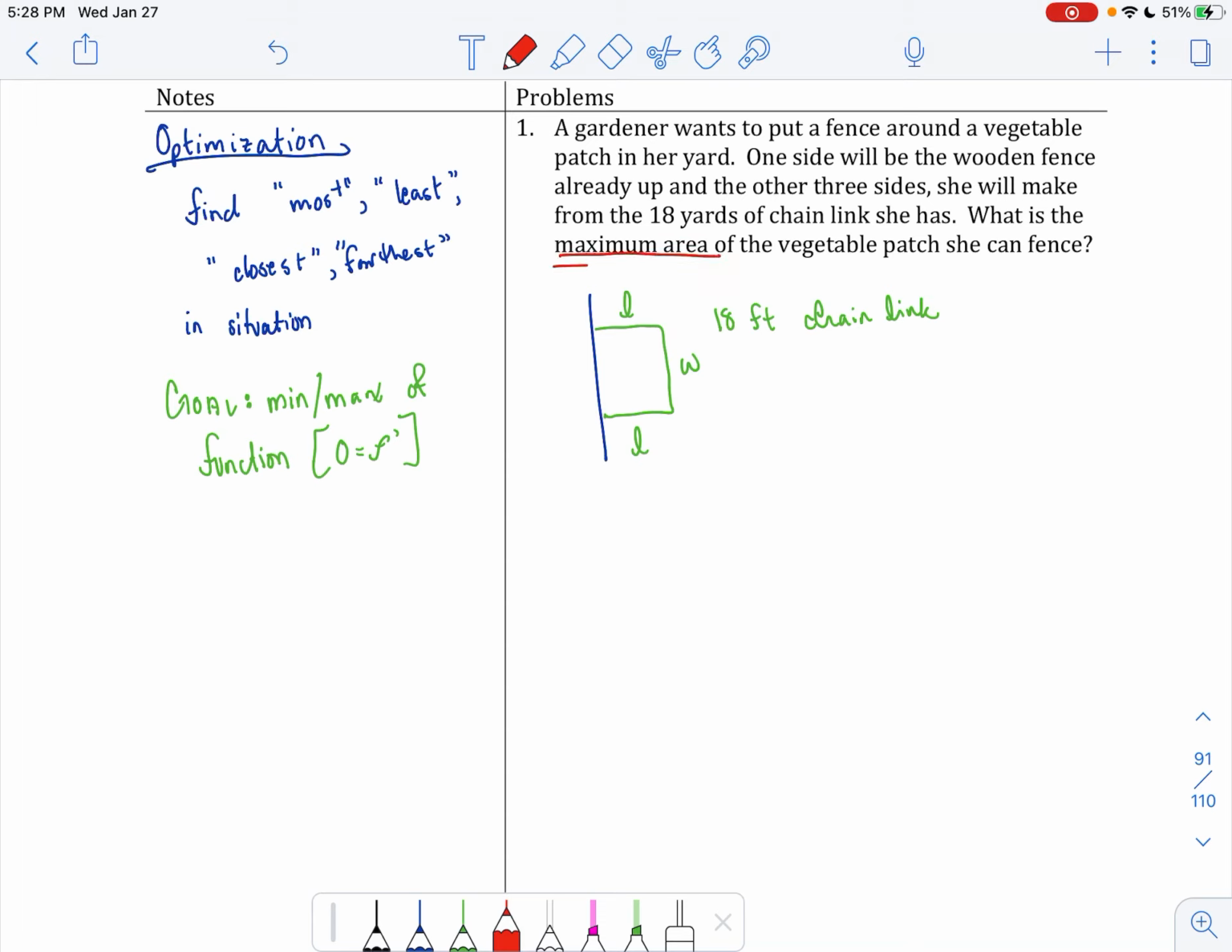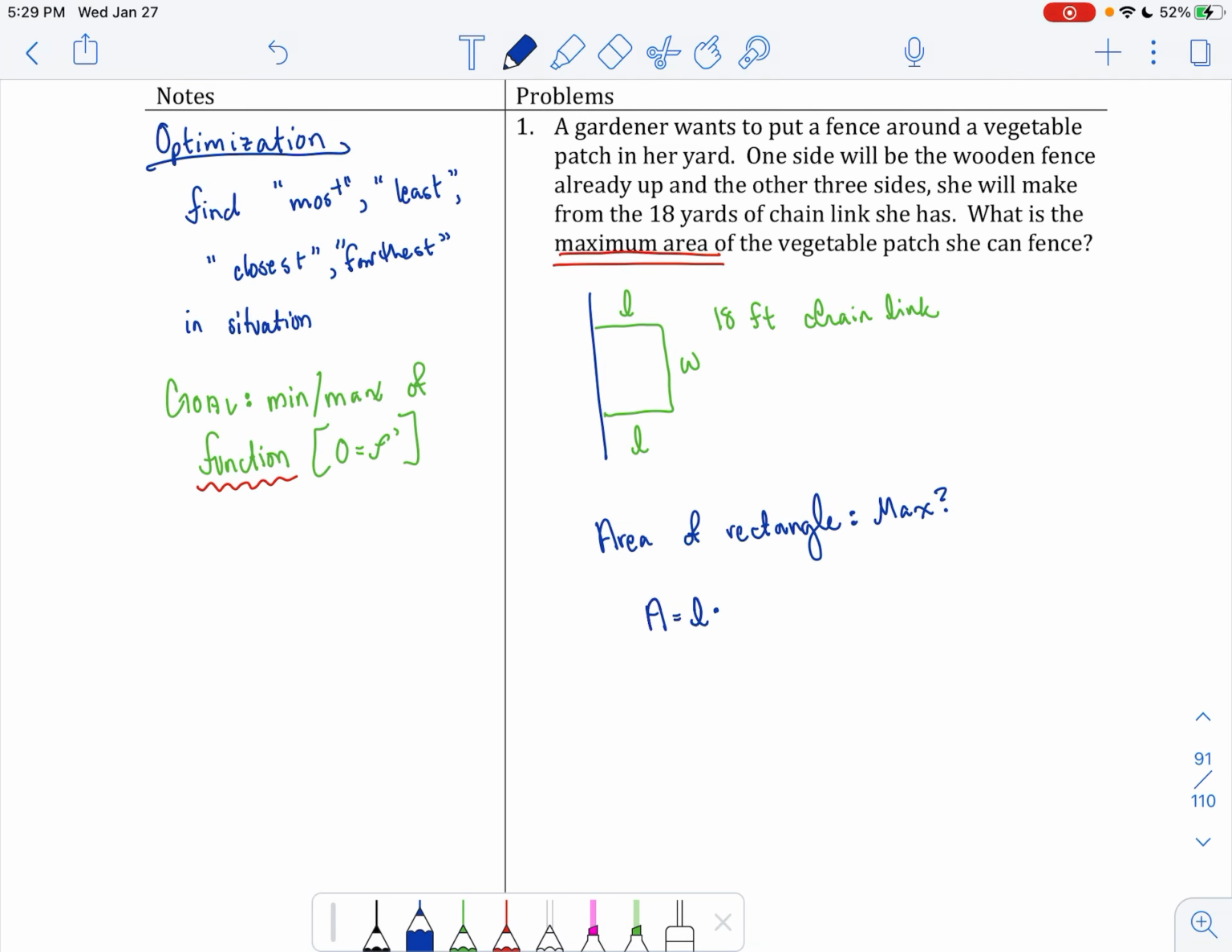Now, we know it's an optimization problem because it's asking, what is the biggest area of the vegetable patch? What this tells us is that the function of our situation is going to be the area of this rectangle. And the question is, I'm looking for the maximum there. So the function would be length times width. Now the first thing we want to do is reduce variables, because whenever we take the derivative, we take it as d blank of the function.